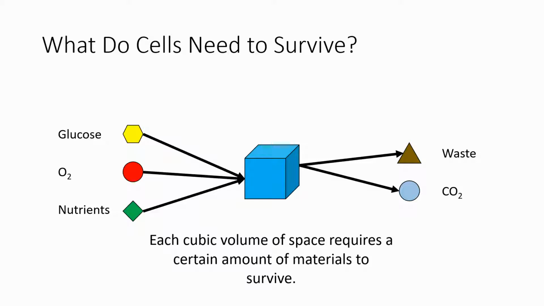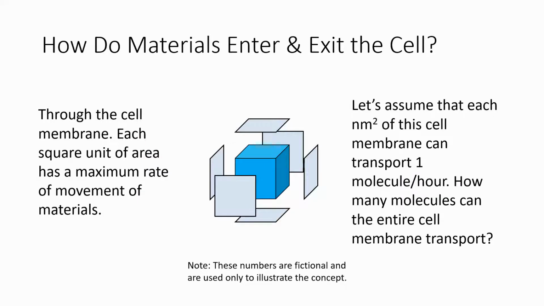And those needs are no different for individual cells themselves, whether within our body or as an independent organism like a unicellular organism. Similarly, all organisms need to be able to remove waste products, both solid waste products and carbon dioxide, which is a gaseous waste product. So, for every cubic volume of space that you have inside of a cell, you need a certain amount of these materials to enter and exit the cell. By the way, that nice blue cube in the center is our model of a cell that we're going to be looking at for the next few slides. So let's talk about how materials enter and exit the cell.